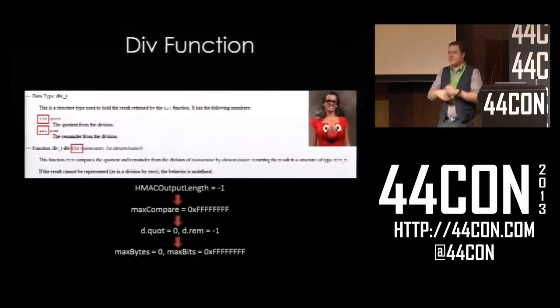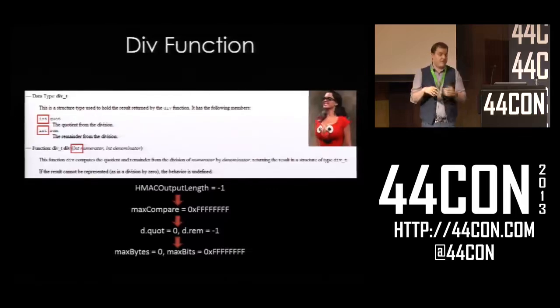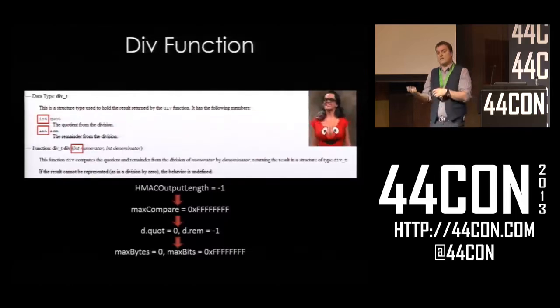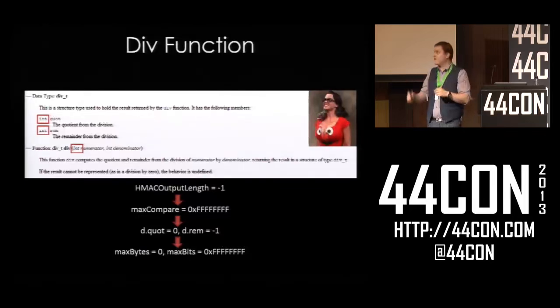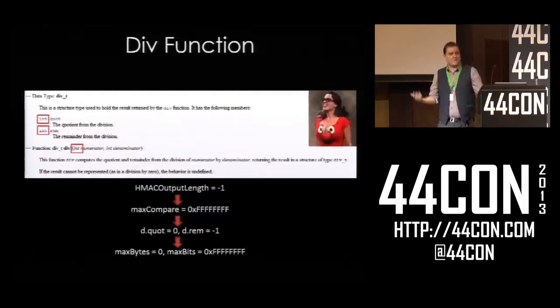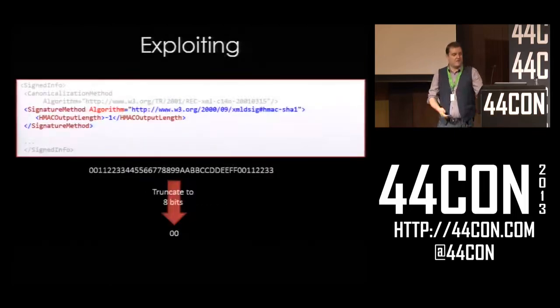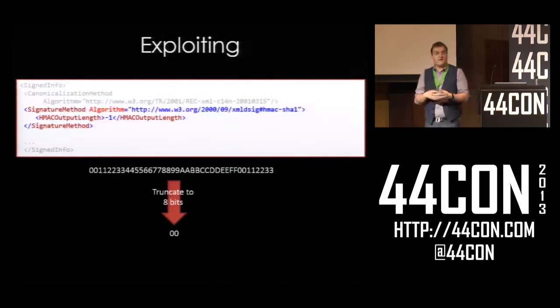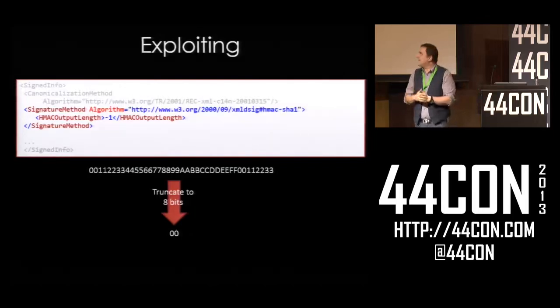And if we specify an HMAC output length of -1, that becomes all f's. And all f's then become a quotient of 0 and -1, so 0 whole bytes and -1 remaining bits, which ultimately ends up with max bits as all f's. Because of the way the check works, that truncates everything to 8 bits. So 256 checks, or using statistical probability, probably only 128 brute force attempts, you can bypass the signature.